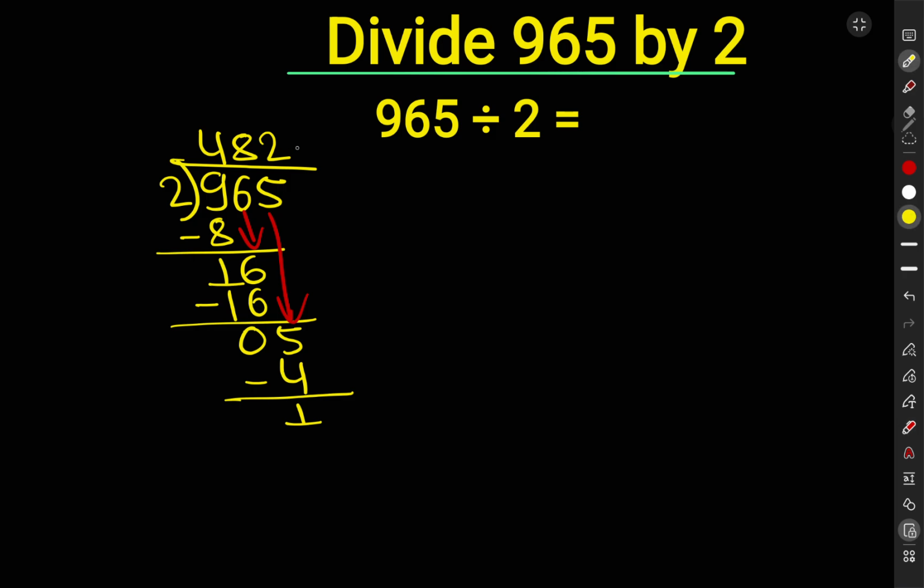So we put a decimal here, so that we can put 0. So now it is 10 and 2 times 5 is 10. On subtracting we get 0. So 965 divided by 2 is 482.5.